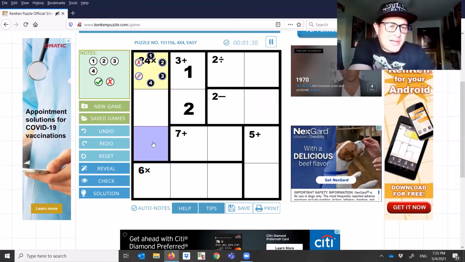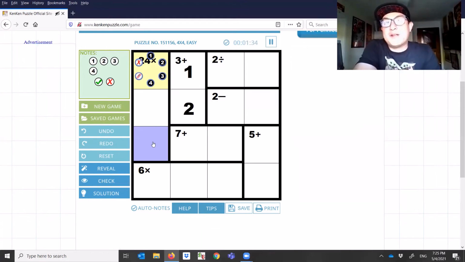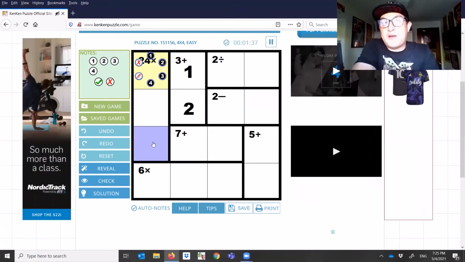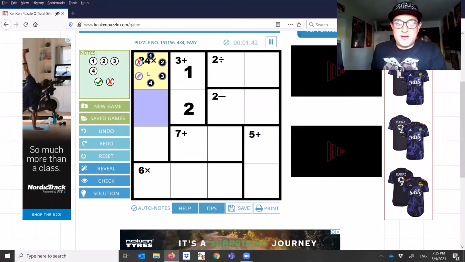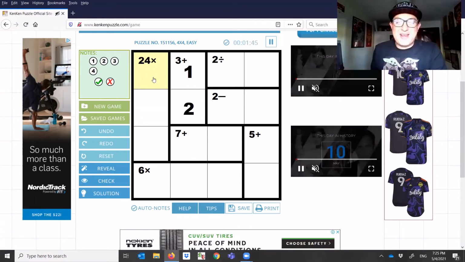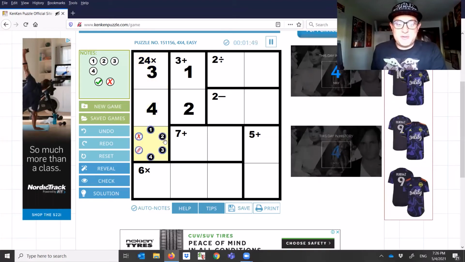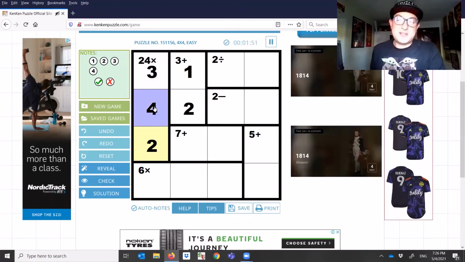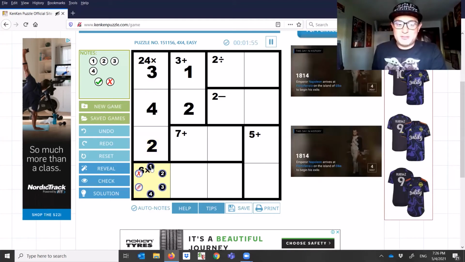How can I multiply to make 24? What 3 numbers can I multiply to make 24? So I know that 3 times 4 is 12, and 12 times 2 is 24. So I know that some order of 3, 4, and 2. So let's put a 3, a 4, and a 2. So I know that 3 times 4 is 12. 12 times 2 again is 24. So I know that this one has to be a 1.